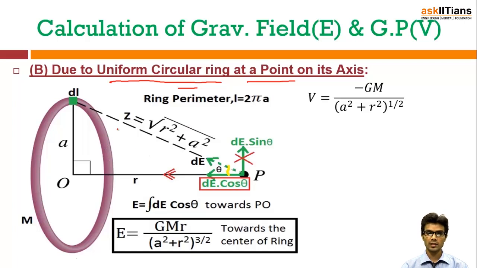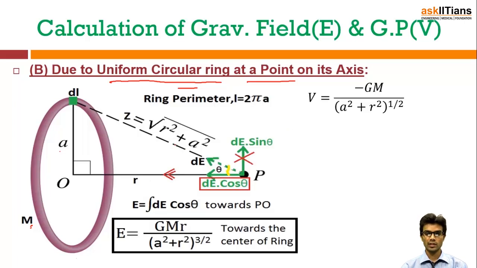Now let us consider a uniform circular ring of radius a with mass m, and we are going to calculate gravitational field and gravitational potential at distance r from the center of the uniform circular ring along its axis at point P. Now a unit mass is placed at point P on the axis of the uniform circular ring.